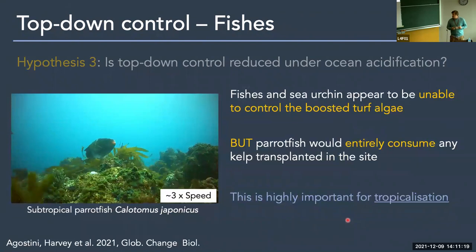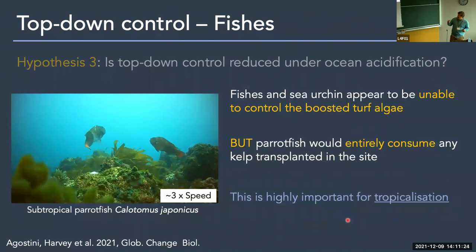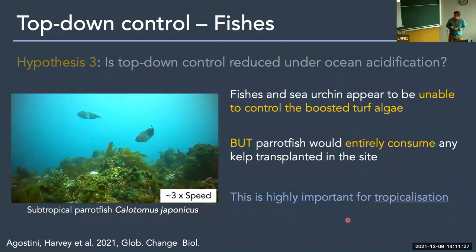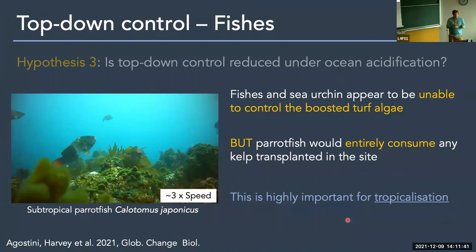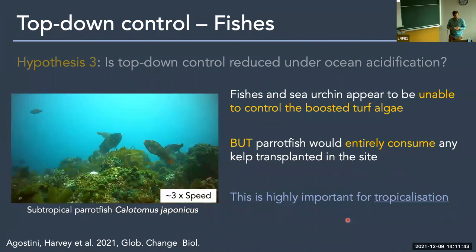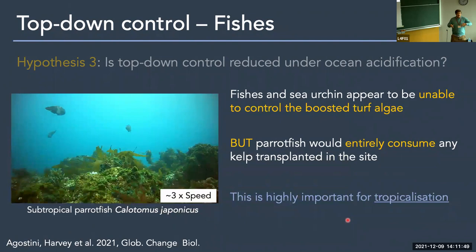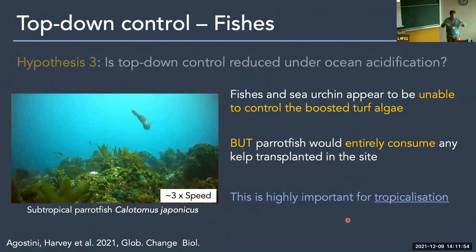So this was some work that's predominantly led by my colleague, Sylvain Agostini. And he is looking into the fact that when you have kelp there, whether real or transplanted in, a parrotfish or budai will happily eat it in a matter of hours. They absolutely demolish it. And so this kind of means that we don't have any fish or urchins that can control the turf. And that turf is stopping any kind of corals or anything like this. But even if you have big algae, there's other fish that will happily eat it. And so all these things are just driving it down to make it a very simple system.